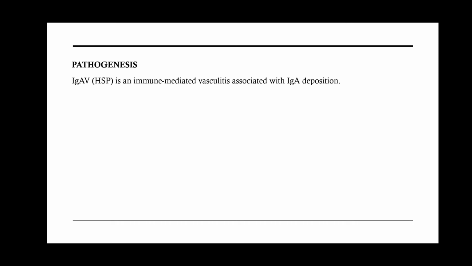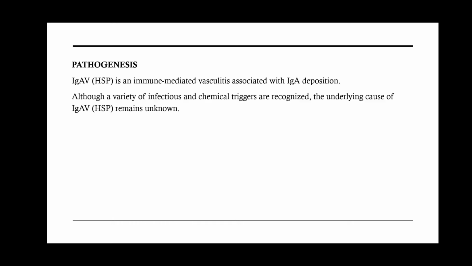So moving on to the pathogenesis. IgA vasculitis or Henoch Schonlein Purpura HSP is an immune-mediated vasculitis associated with IgA depositions, hence the name IgA vasculitis. Although a variety of infectious and chemical triggers are recognized, the underlying cause of IgA vasculitis remains unknown. Immunologic, genetic, and environmental factors all seem to play a role.